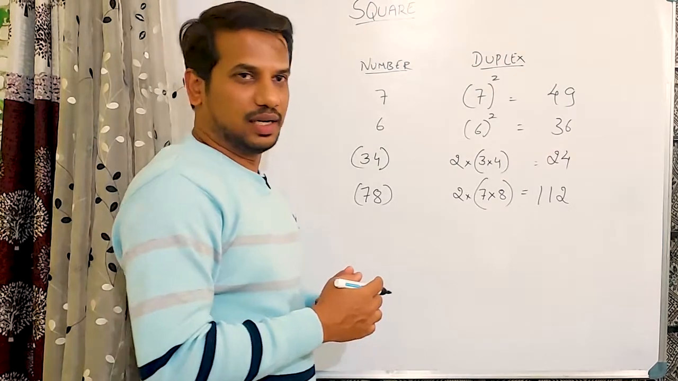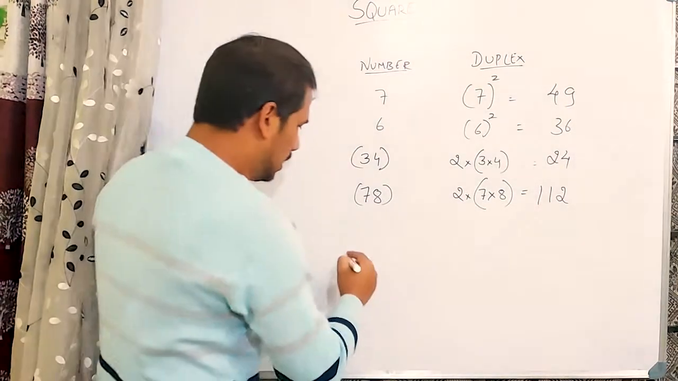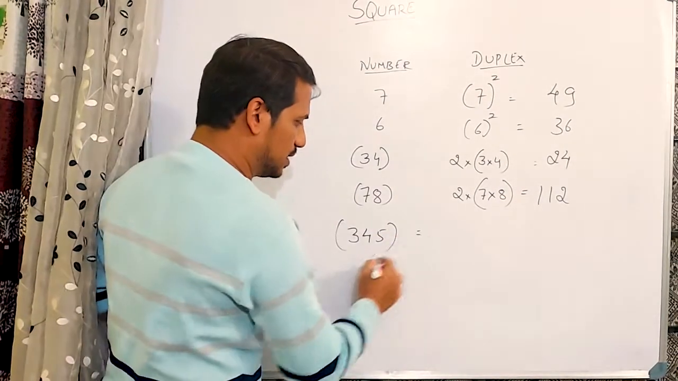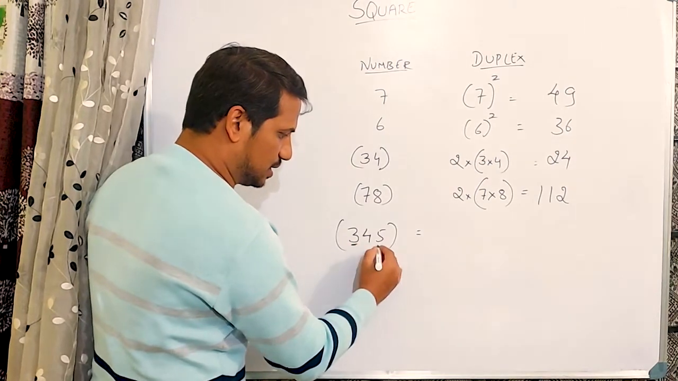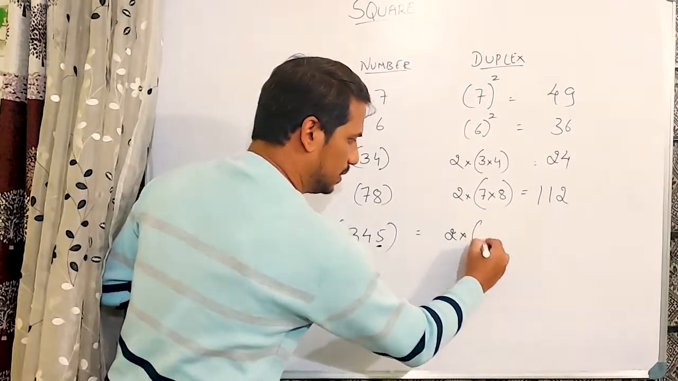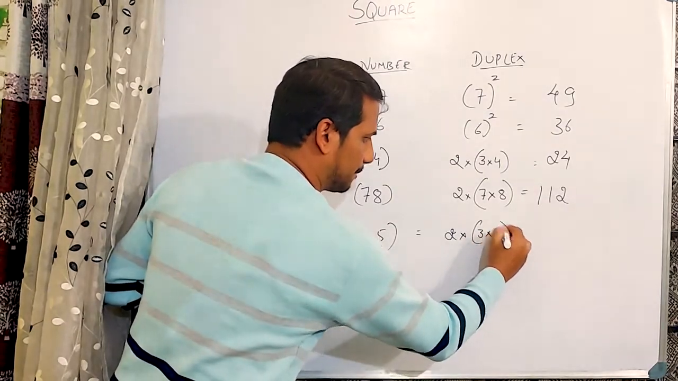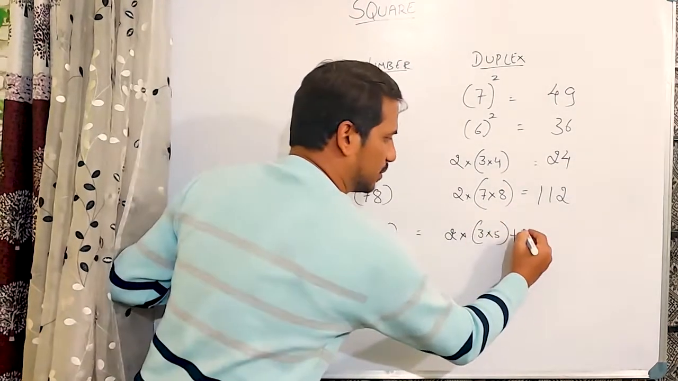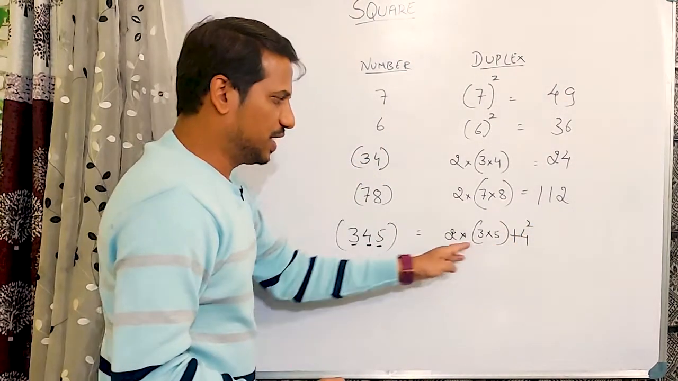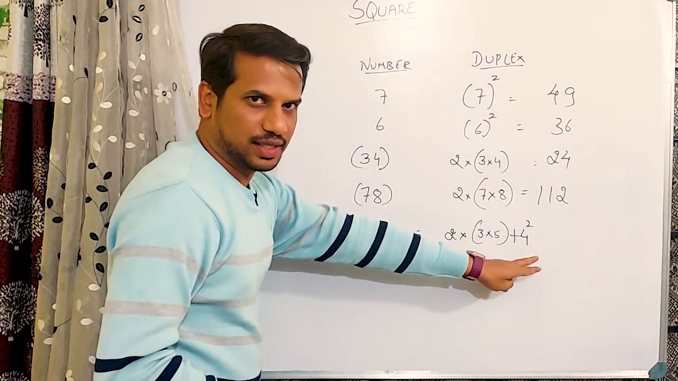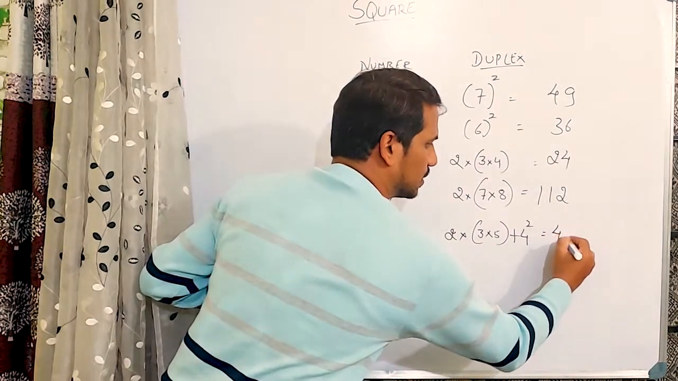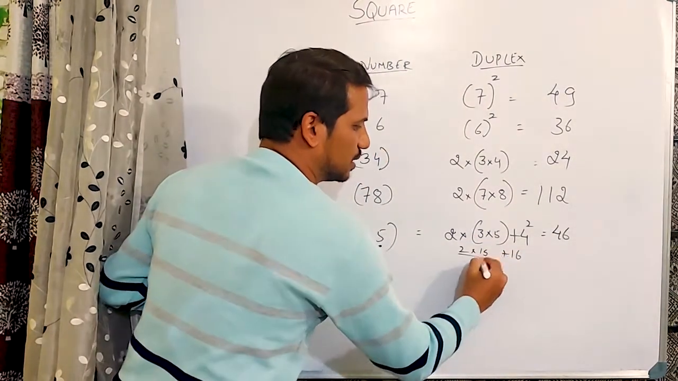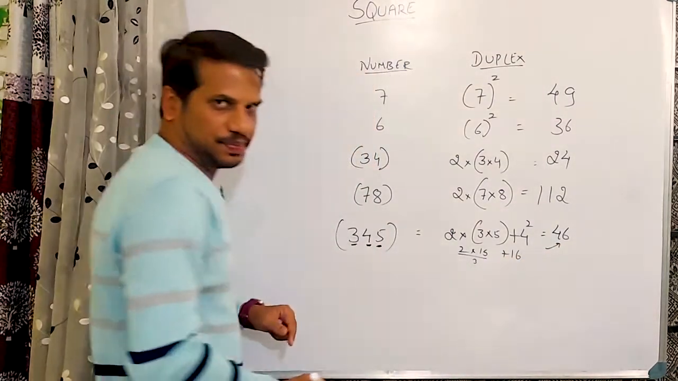So let's see the duplex of a 3-digit number. Assume the number is 3, 4, 5. How to find a duplex of this number? It's nothing but twice this 3 into 5, that is 2 into 3 into 5, and then square the middle number and add it to this, that is 4 square. So 15 into 2 is 30, plus 4 square, that is 16, that is 46. So 15 into 2 plus 16, that is 30 plus 16 is 46.